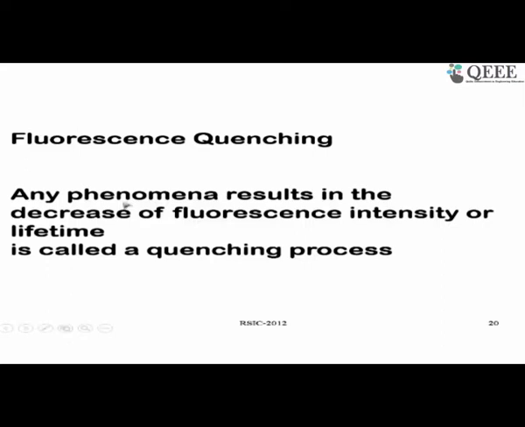How do you make a sensor? To answer this question, you need to understand this phenomenon called fluorescence quenching. Any phenomenon that results in a decrease of fluorescence intensity or lifetime is called a quenching process. So you have a fluorophore, it gives you some intensity of light emission or a certain value of lifetime, say for example 5 nanoseconds. The moment you add an analyte, emission intensity decreases, lifetime value changes, and this phenomenon is called quenching.